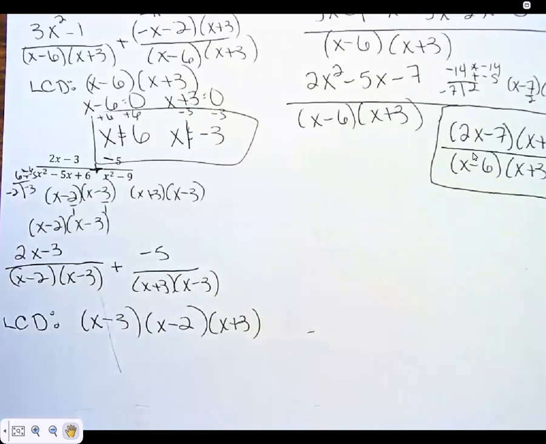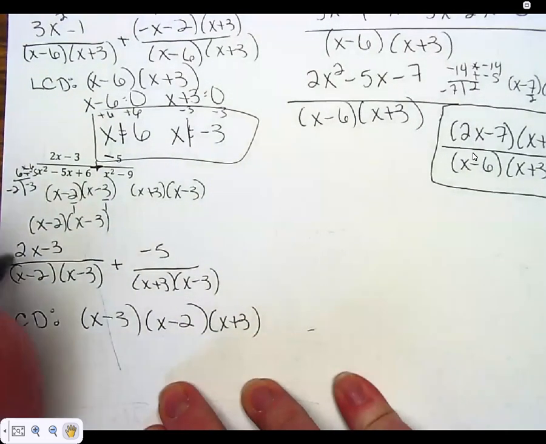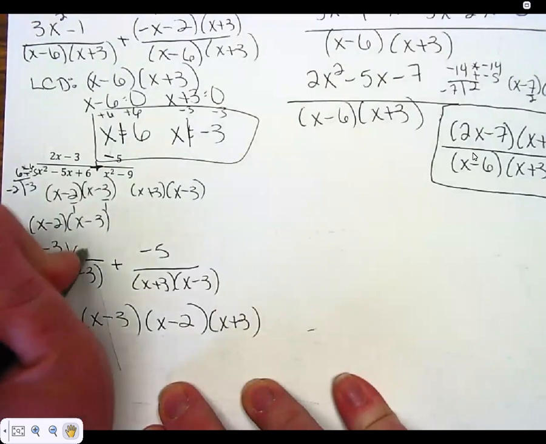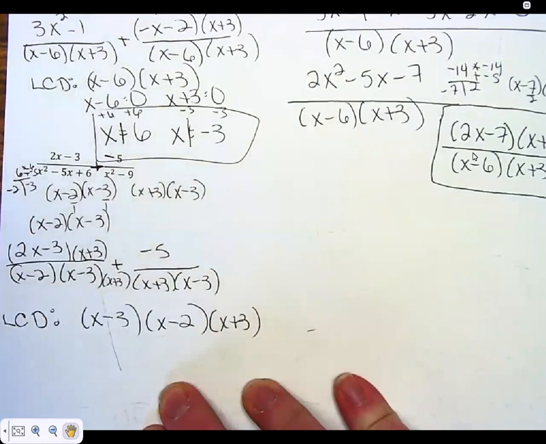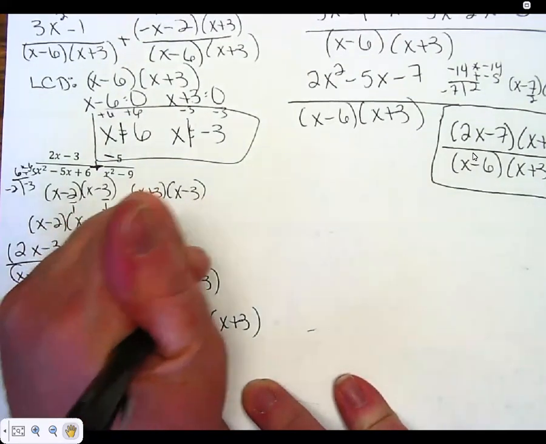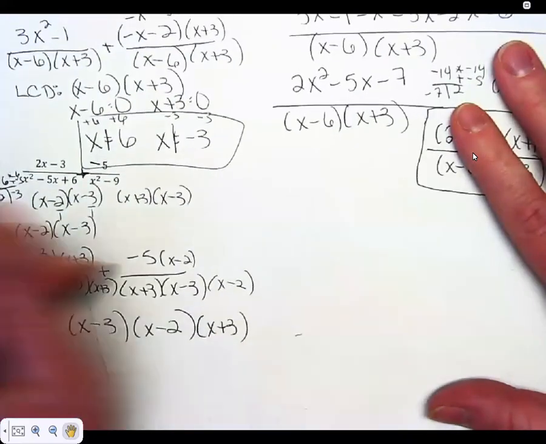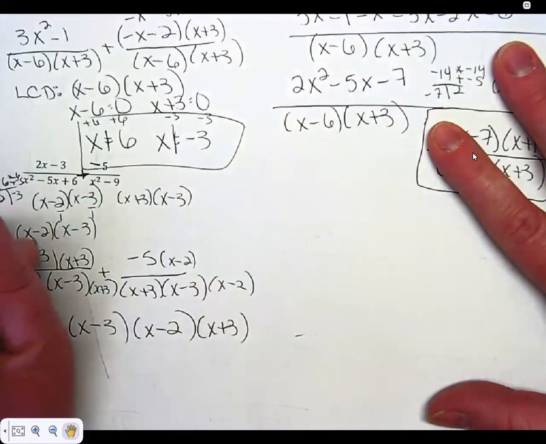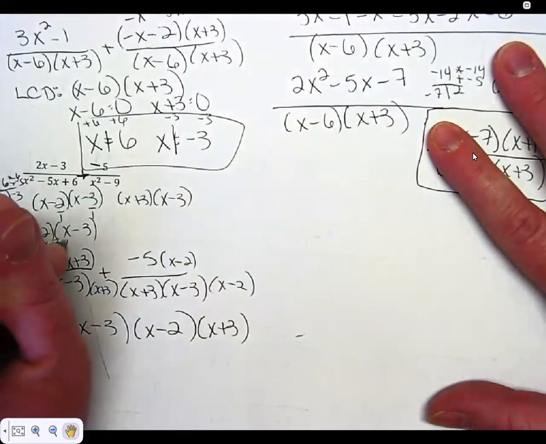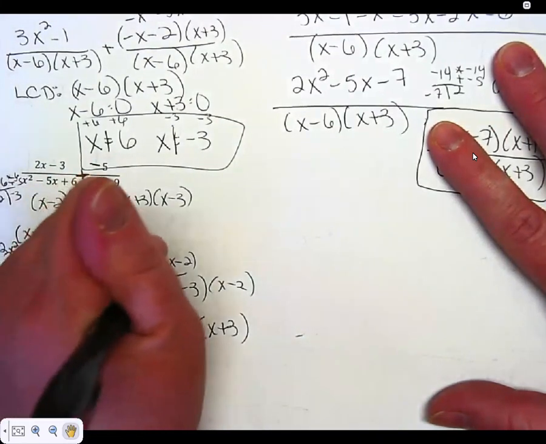So then you need to put in what you're missing. So one of these parts is missing the x plus 3. So it goes into the top and the bottom. The second one is missing the x minus 2. So it goes into the top, bottom. You got to multiply everything out. So here you're looking at 2x squared plus 6x minus 3x minus 9. Fine. Here you got negative 5x plus 10.